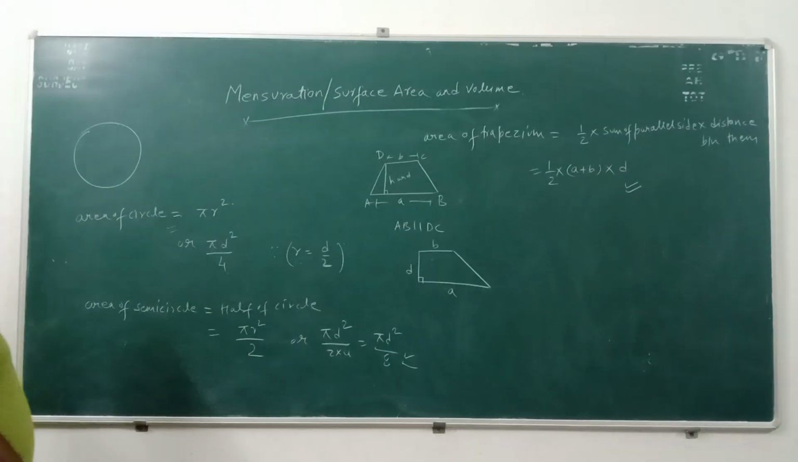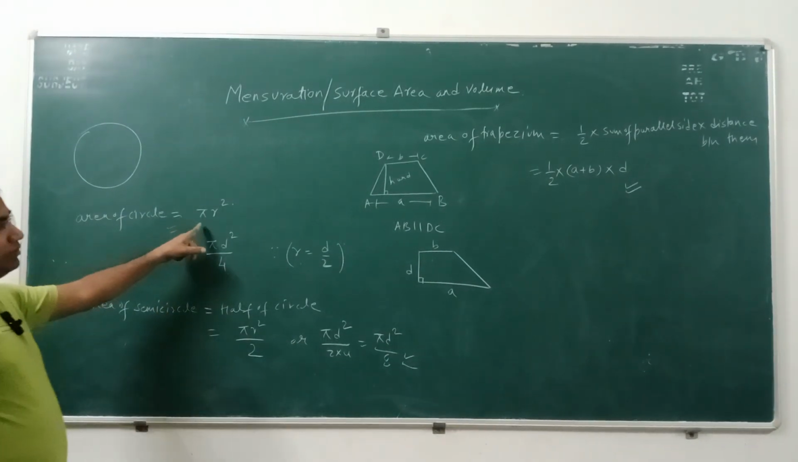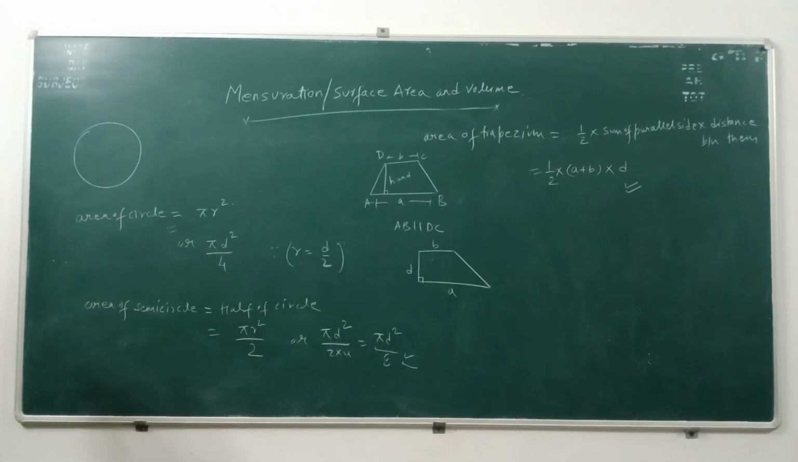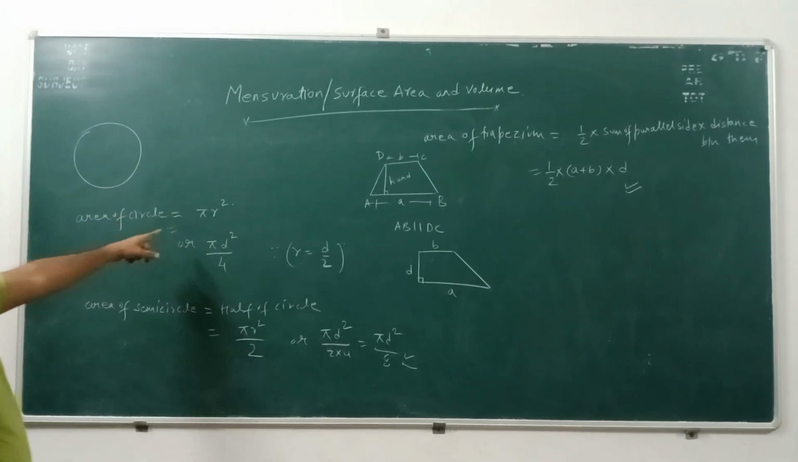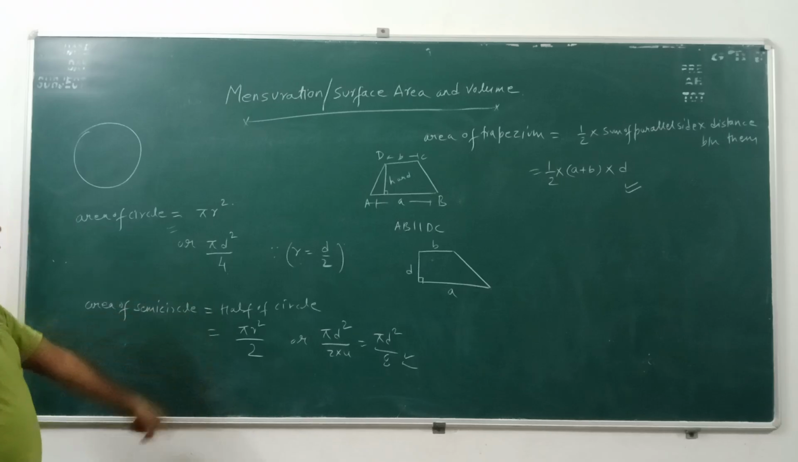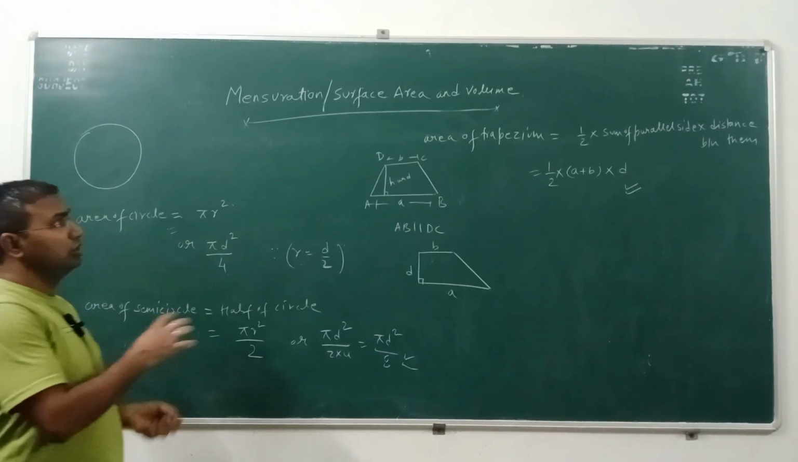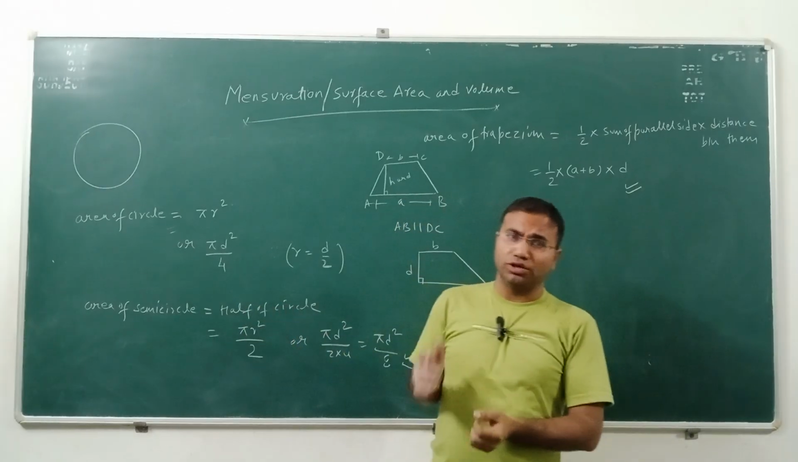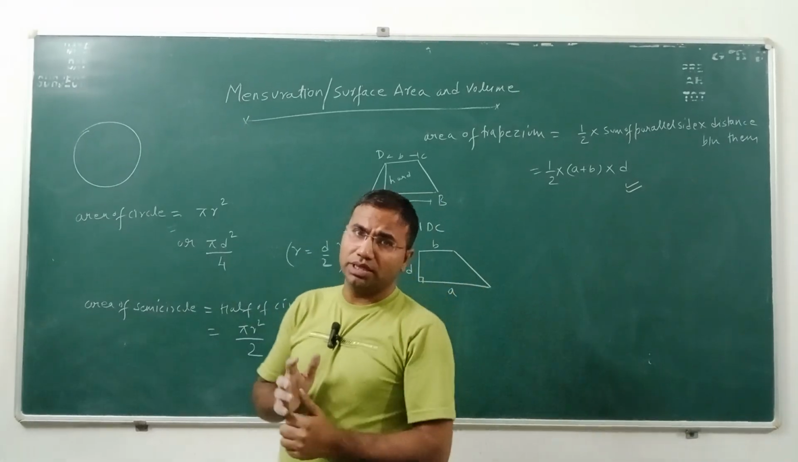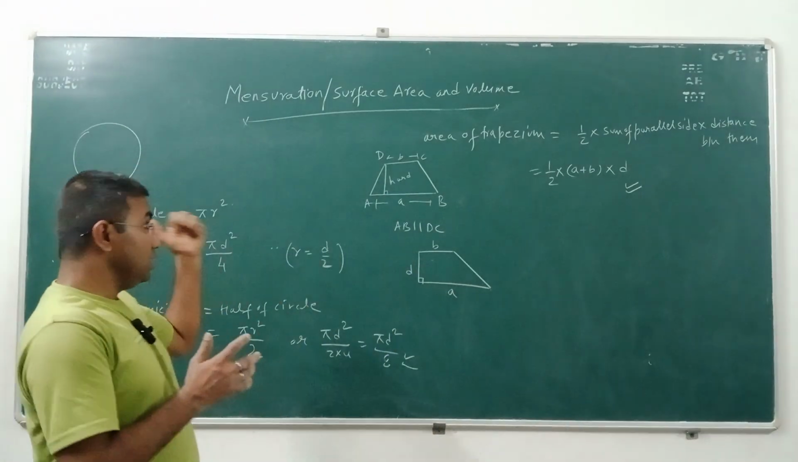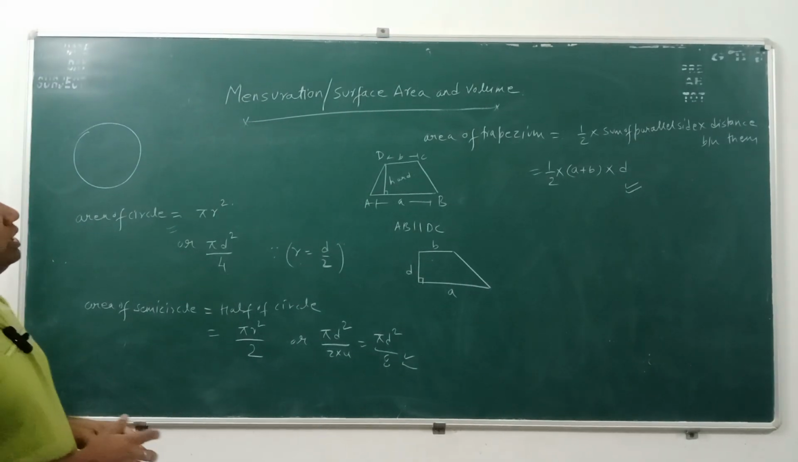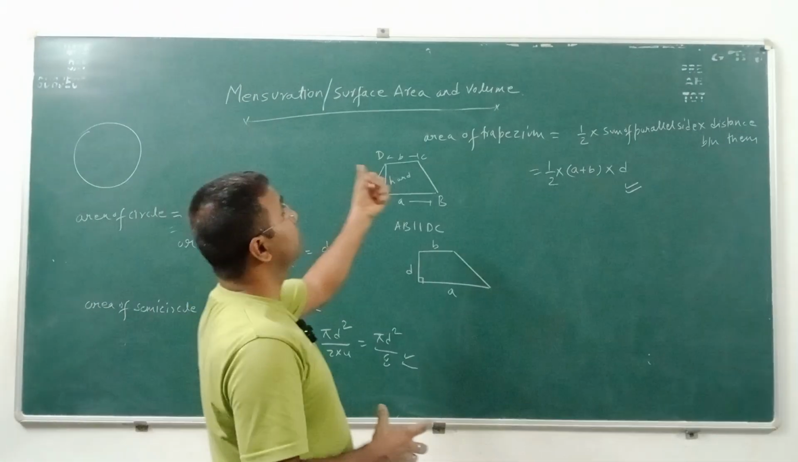As you know, the value of pi I have already explained in the perimeter of circle. So note down this formula. I hope you have understood the concept related to area, what is area, and how you will calculate the area of a polygon or circle. Now let us talk about the volume.